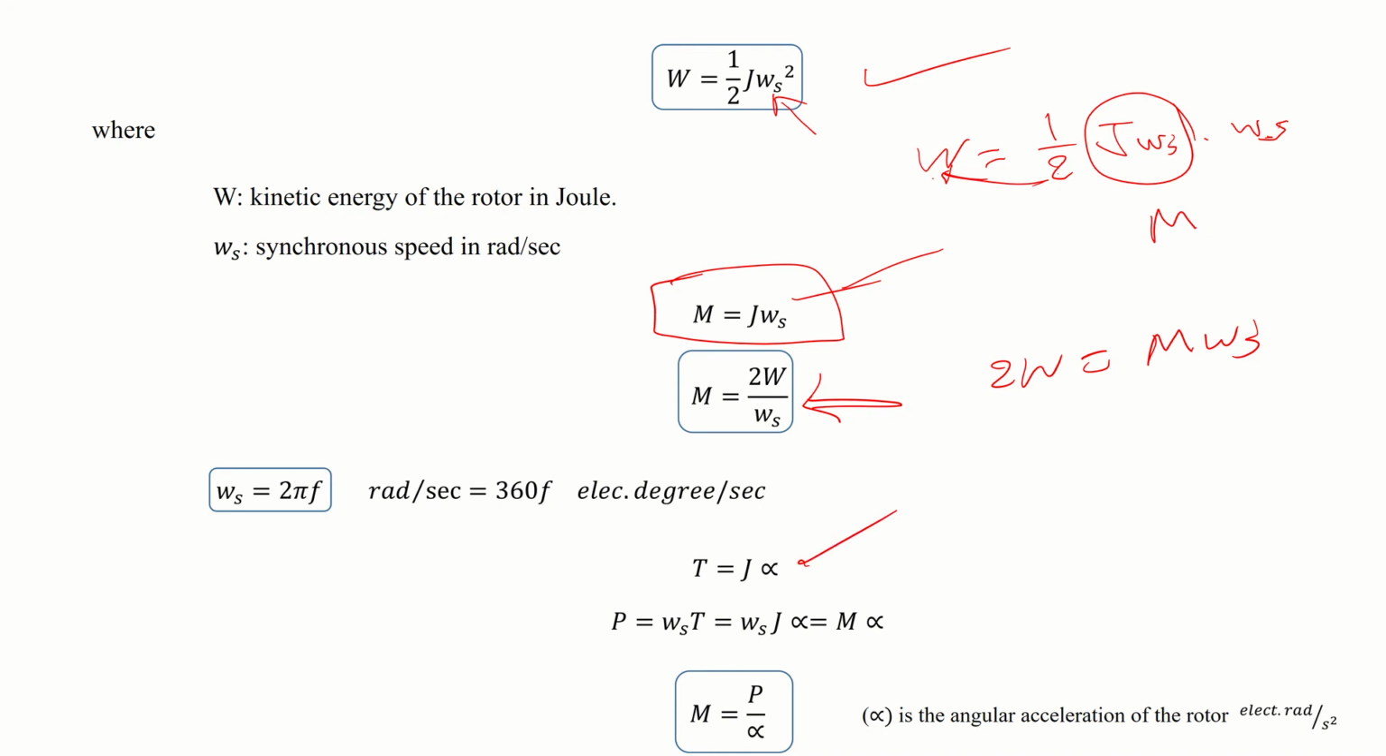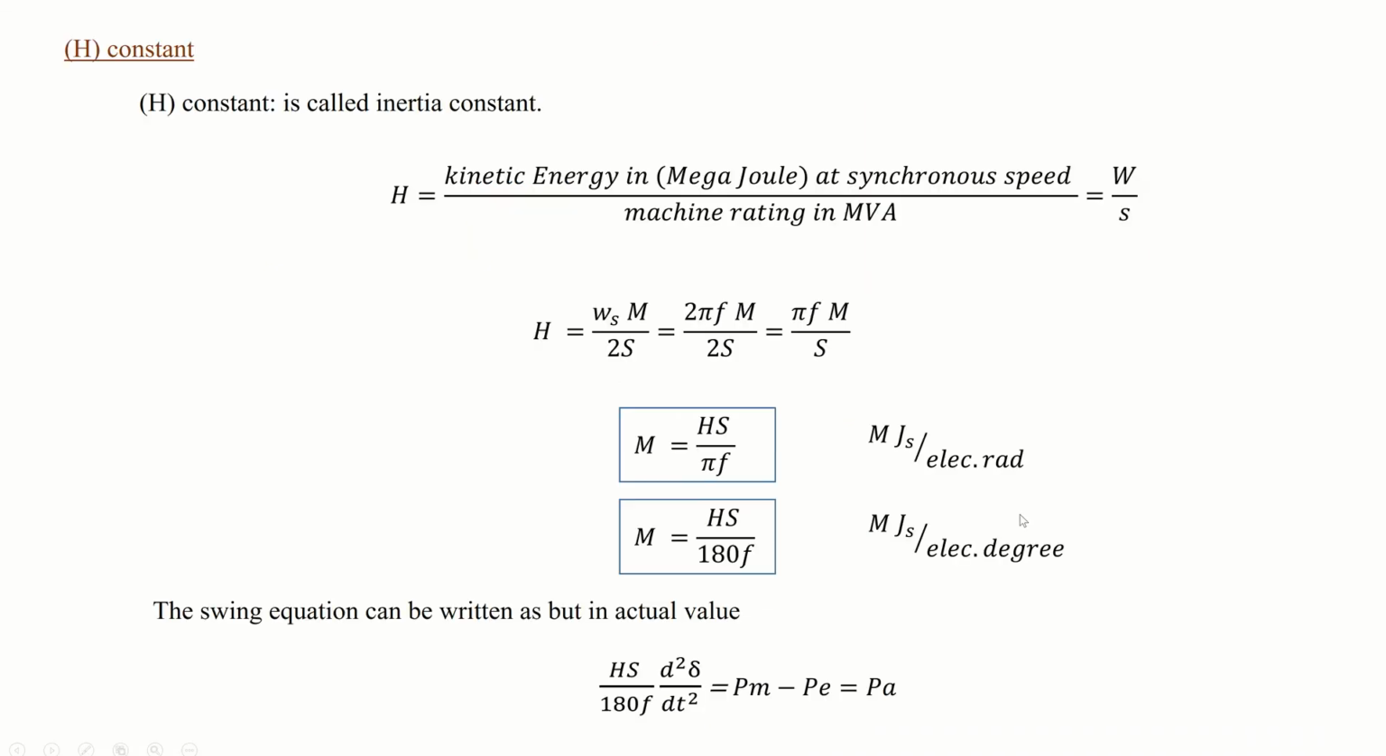For this one, the torque is equal to the moment of inertia multiplied by angular acceleration, so the power is equal to omega T. We know this, and T is J alpha. We substitute this by the torque, and you will get this equation, and J omega represents the moment, and you get M alpha. So M equals the power over the angular acceleration. Okay, so we have a second formula for M. You can use this for M, depending on what is given in the questions.